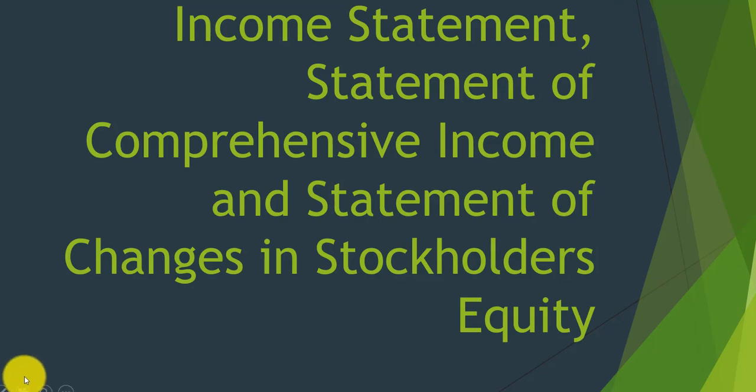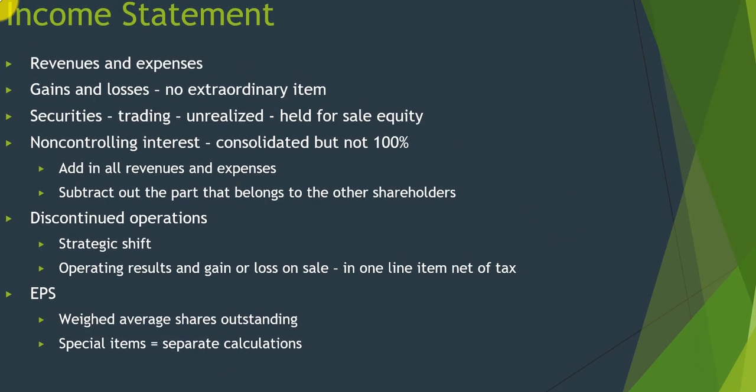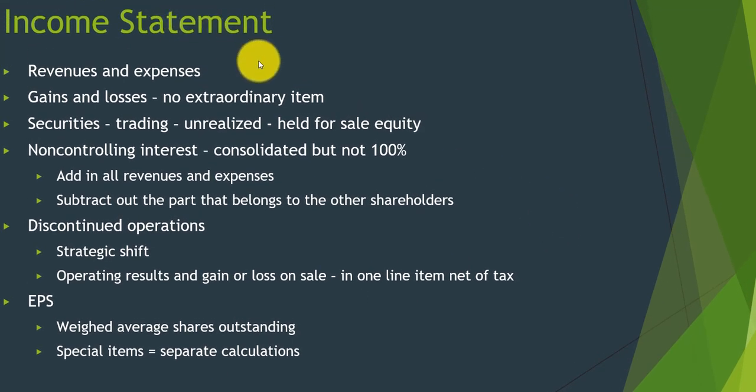So some items that we want to review. Some of this will be review from earlier accounting courses. Obviously, you were taught in Accounting 101, income statement includes revenues and expenses, specifically revenues minus expenses. We also talked in Accounting 101 about gains and losses on the sale of assets other than inventory.